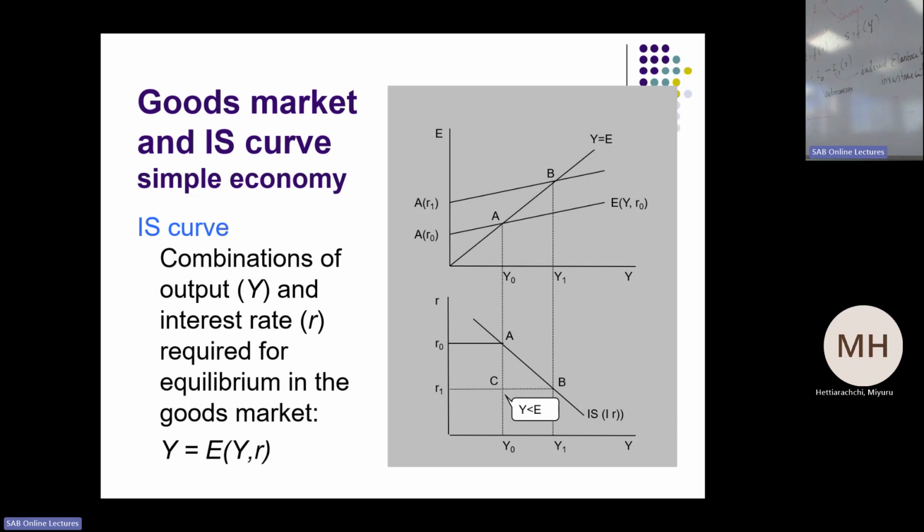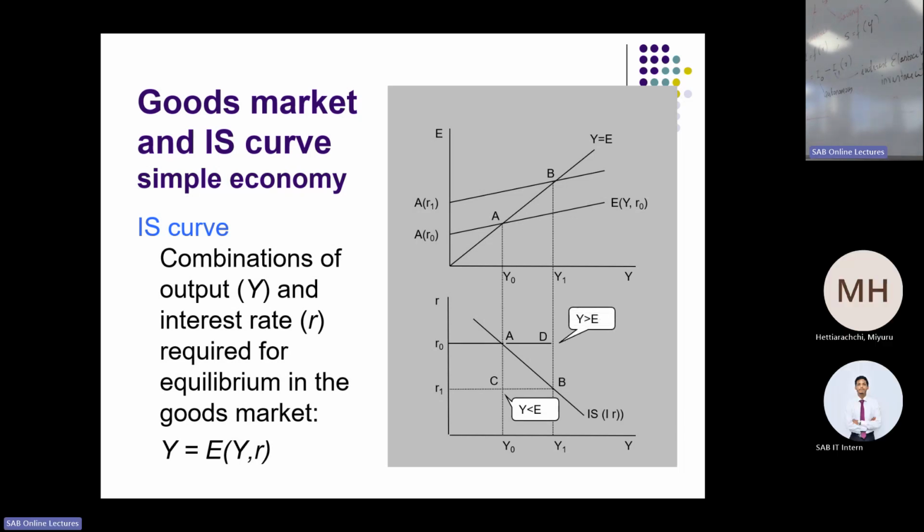Any point above the IS curve, the other way up, has excess supply of goods.